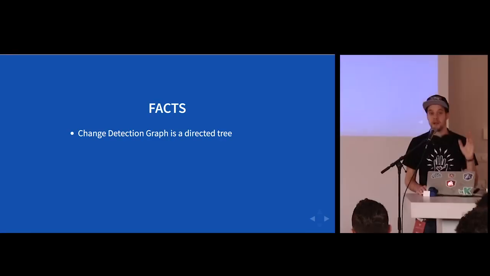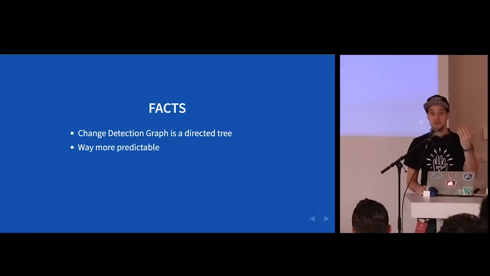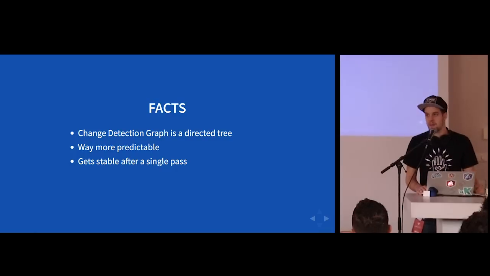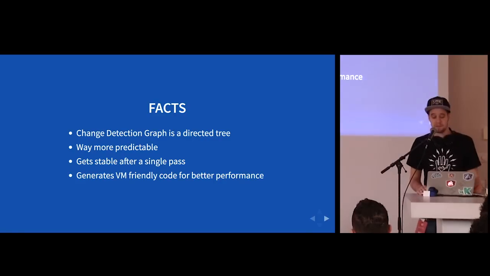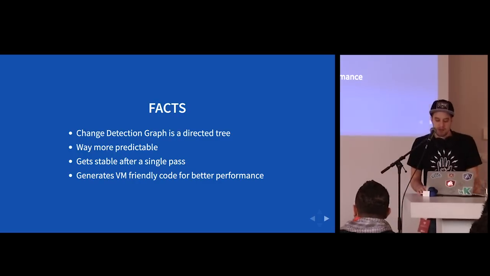So here are some facts. The change detection graph is a directed tree. Data always flows from top to bottom, and that makes it super predictable. We can take a look at the template and we know where the data comes from. If we have first name, last name in the expression, we know it comes from that component. It can only come from there. It gets stable after a single pass, so it's faster. We don't have a cycle, there's just one pass always. And it generates VM-friendly code for way better performance. It can be up to 10 times faster than Angular 1, depending on your scenario. So this is super cool.